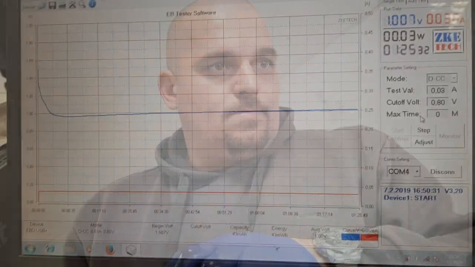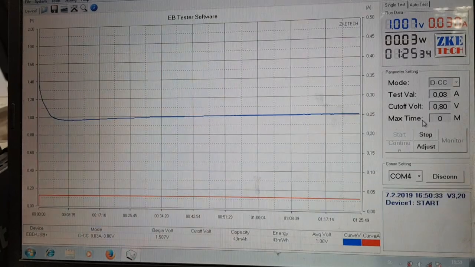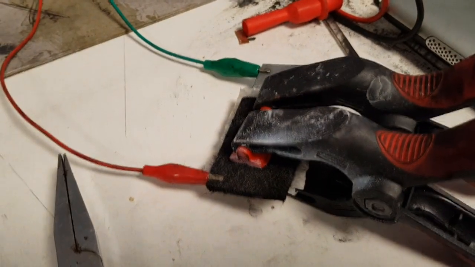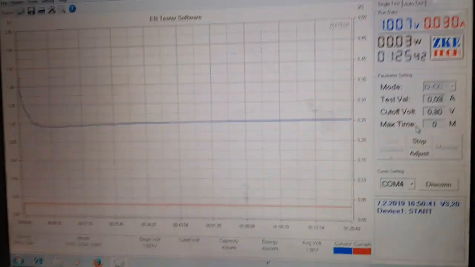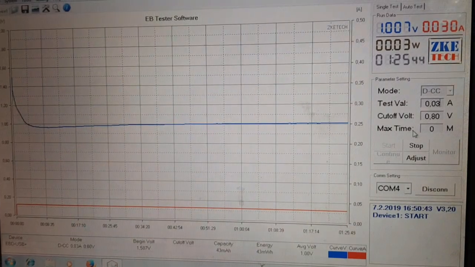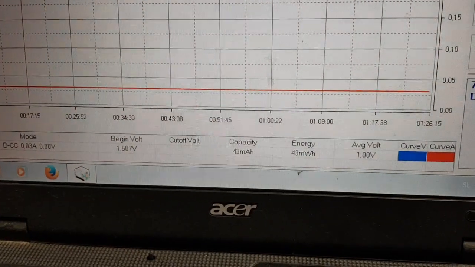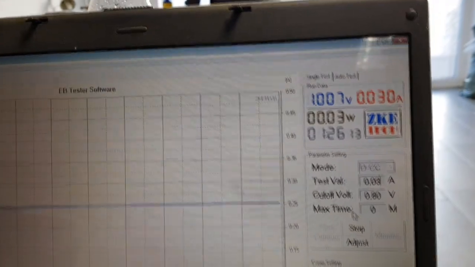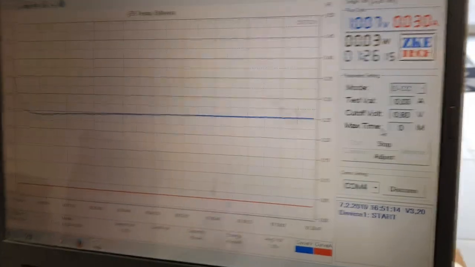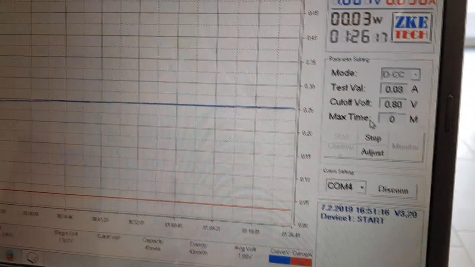What is wrong with this battery? I don't know. You don't know? Maybe I don't have really good connection or something like this. And also energy density is really great. Yeah, so I will make updates on this battery.